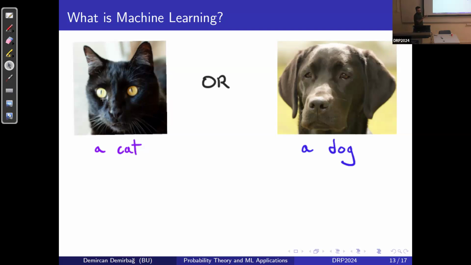We have a machine and we want it to do some task for us. For example, when we give it a picture, we want it to decide whether it is a picture of a cat or a dog. Or, for example, if you are a doctor, you can give the X-ray of a patient, and you can say whether this patient has cancer or not. Now, how do we do that?